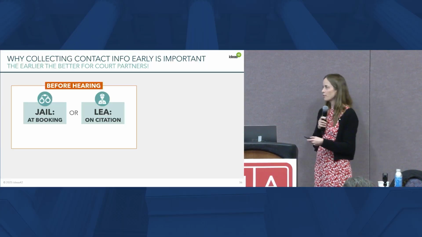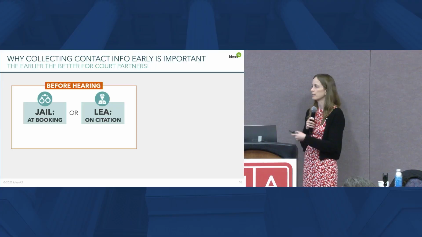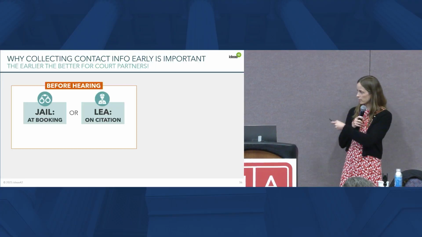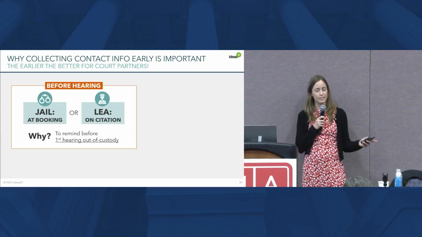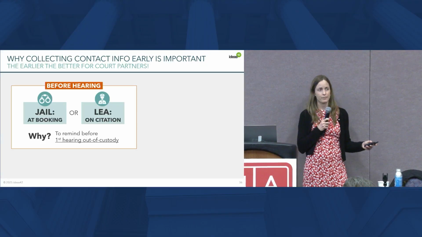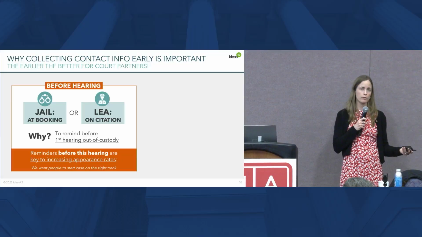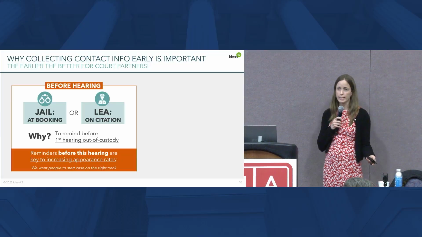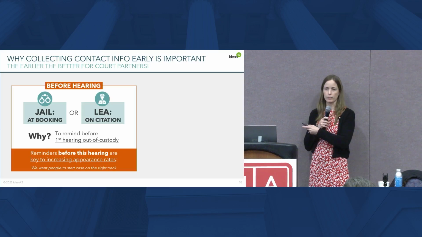All right, so why is this so important? Why is it so important to do this so early? In a lot of places, we find that the first court date is the most missed. And if you don't get someone's contact information and send them a reminder before that first court date, then you've already missed the opportunity to help those folks get to court.